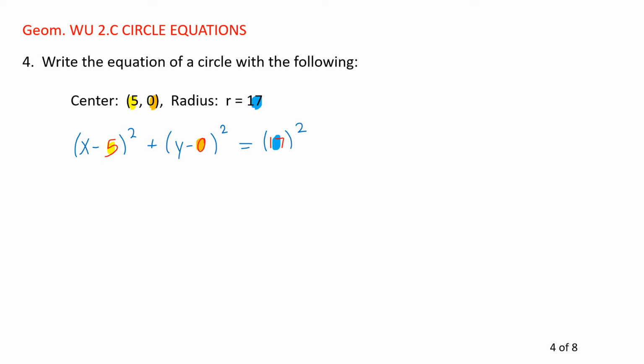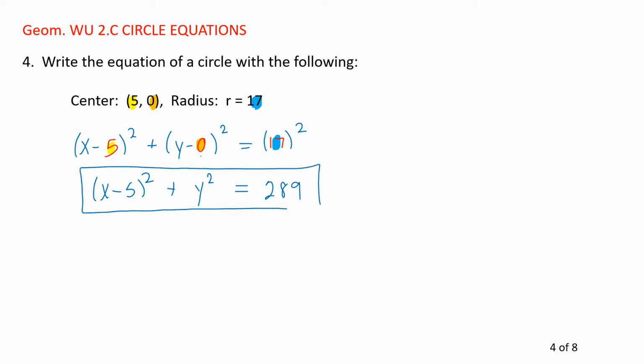Don't distribute the 2 through. This is just going to be x minus 5. Don't try and square anything. That's the answer. I don't need the 0 here. That means I also don't need the parentheses. And then 17 squared, I believe that's the one that's 289. It is.